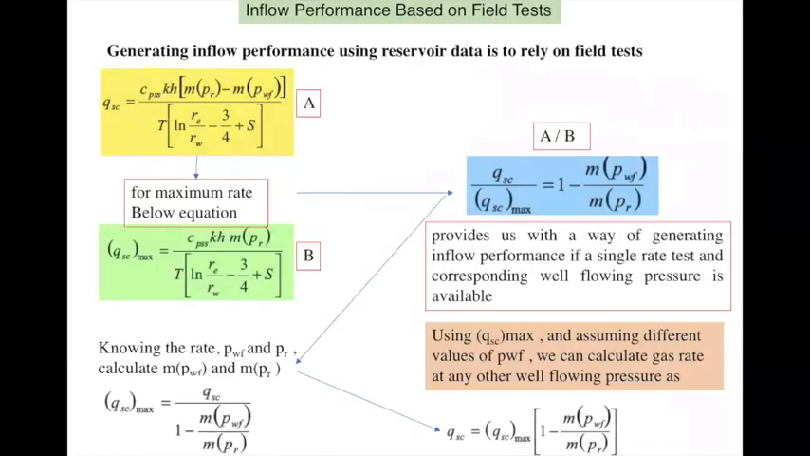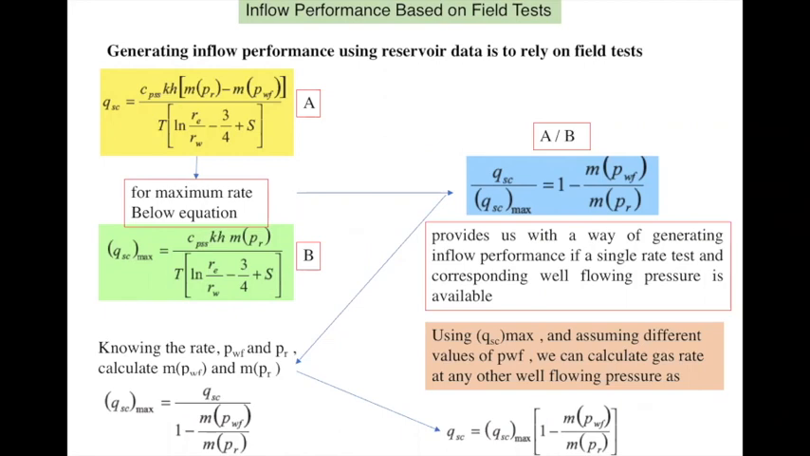So let's come to the inflow performance based on field tests, right? There we have equations to find different properties. Suppose you want to find the turbulence near the well, so you want to find the non-Darcy coefficient D. We have a different set of equations to find that. But using inflow performance based on field tests, we can find these terms simply by using the field test data, right? So number one, generating inflow performance using reservoir data, we have to rely on this field test.